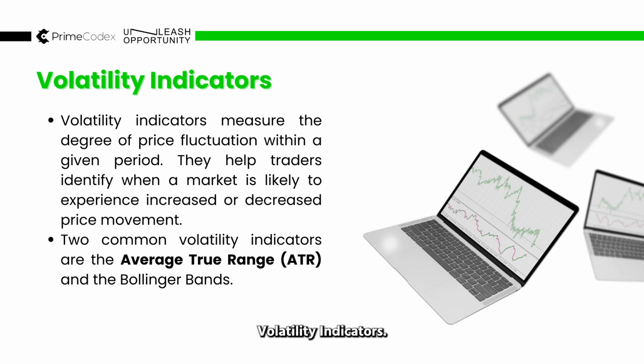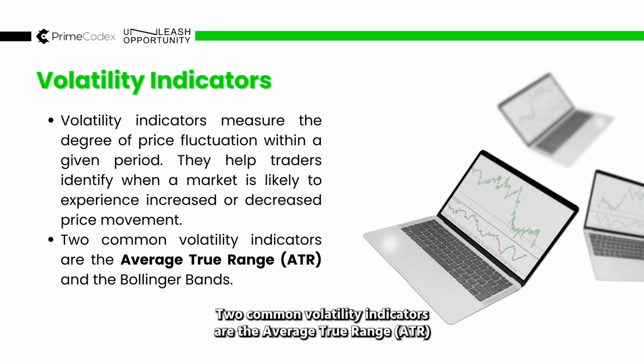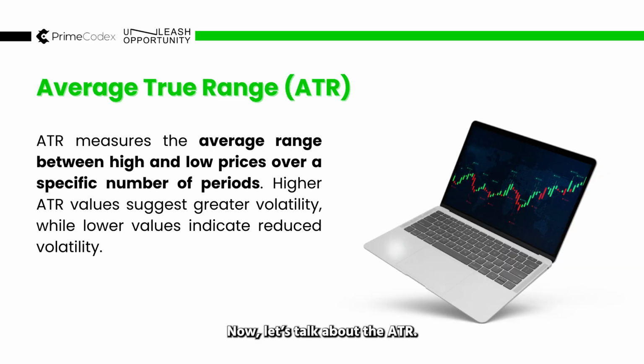Volatility indicators. Volatility indicators measure the degree of price fluctuation within a given period. They help traders identify when the market is likely to experience increased or decreased price movements. Two common volatility indicators are average true range, or ATR, and the Bollinger Bands. Now let's talk about the ATR.